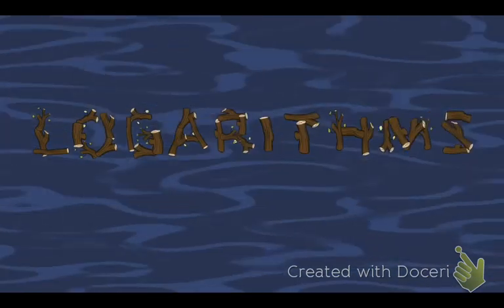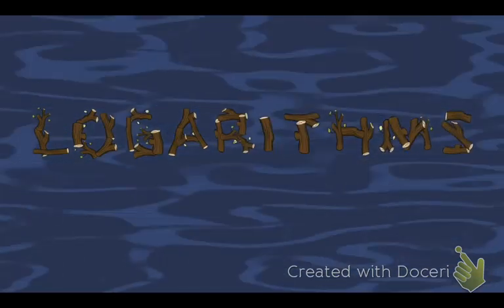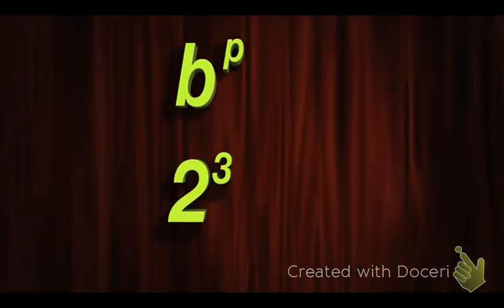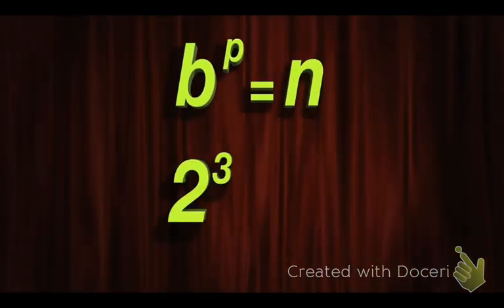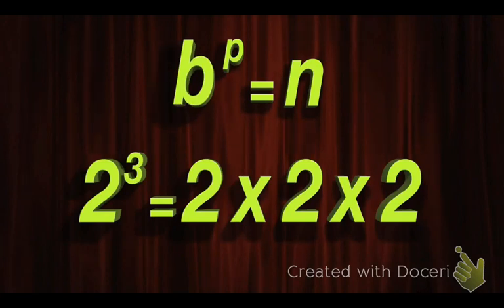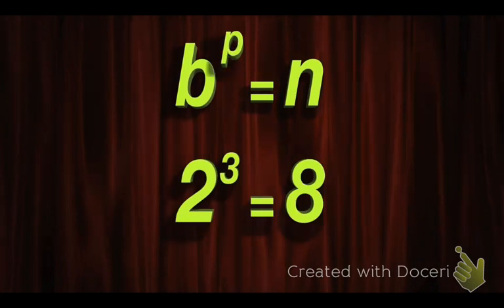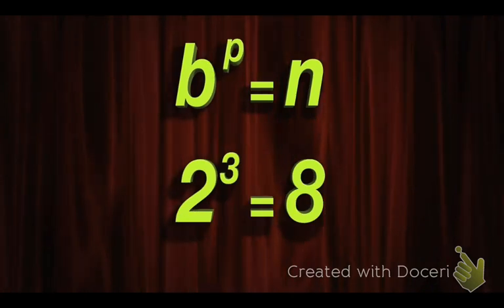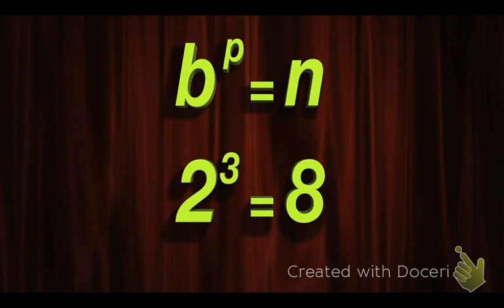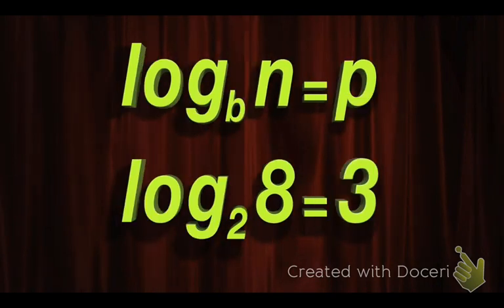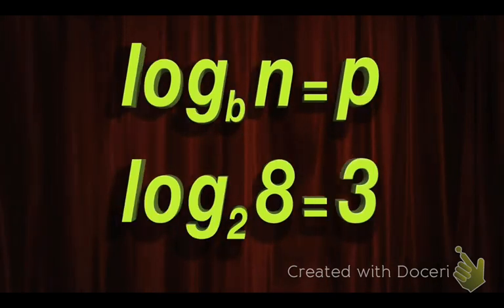Well, what are logarithms? Let's take the base number b and raise it to a power of p, like 2 to the third power, and have it equal a number n. We get an exponential equation, b raised to the p power equals n. In our example, that'd be 2 raised to the third power equals 8. The exponent p is said to be the logarithm of the number n. Most of the time, this will be written log base b of the number equals p to the power.